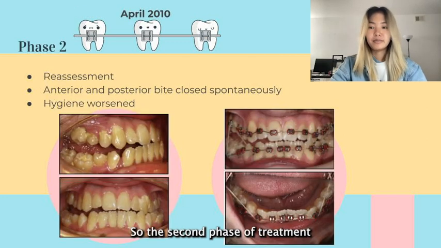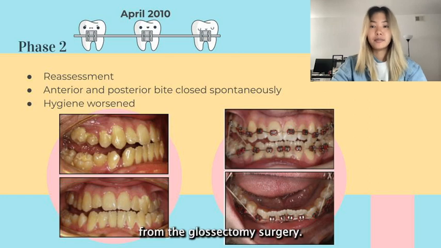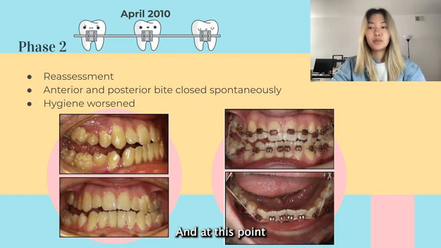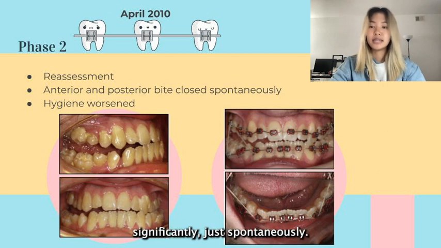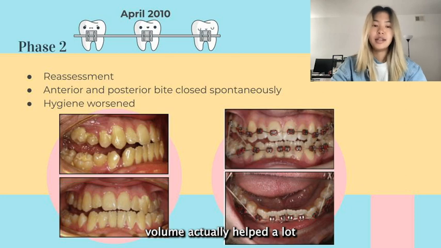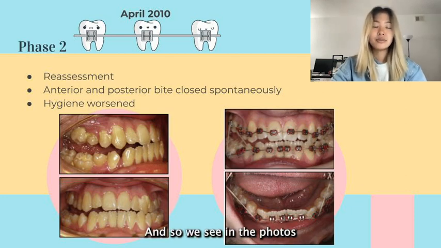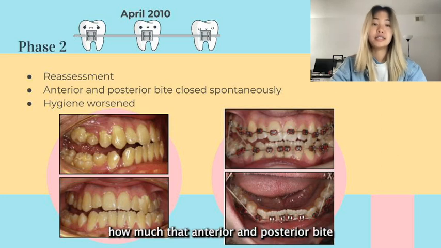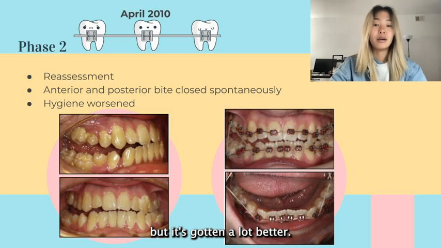So the second phase of treatment occurred in April 2010 after the patient had recovered from the glossectomy surgery. And at this point, there was a reassessment in the treatment plan because they saw that the anterior and posterior bite had actually closed significantly just spontaneously. So being able to reduce that tongue volume actually helped a lot in allowing the teeth to shift into a more natural position. And so we see in the photos how much that anterior and posterior bite has closed. Obviously, there is still some spacing, but it's gotten a lot better.